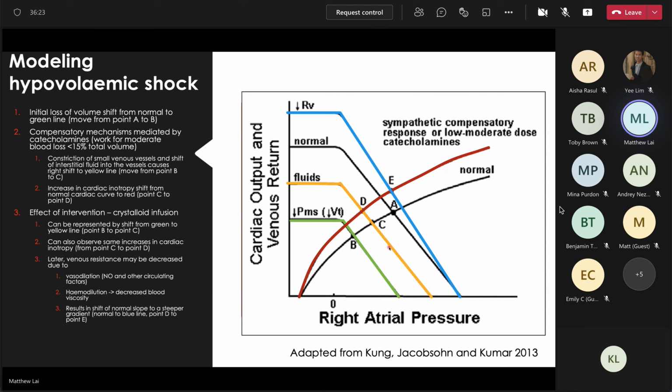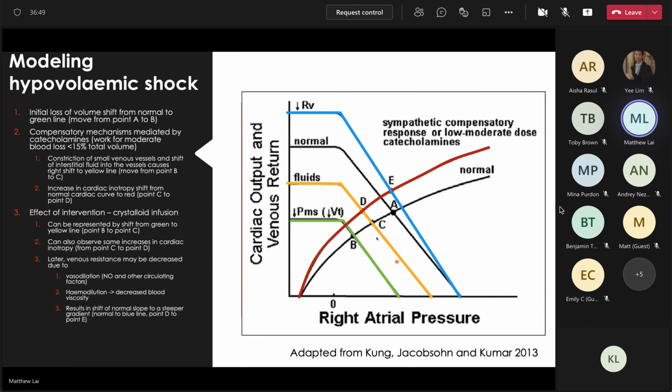So we have a person in hypovolemic shock, and now we want to model all the interventions we're going to do to try and help them. So let's consider what happens when we give them an infusion. It can be modeled by the same shift from green to yellow that we talked about previously, because we're just increasing circulatory pressure.